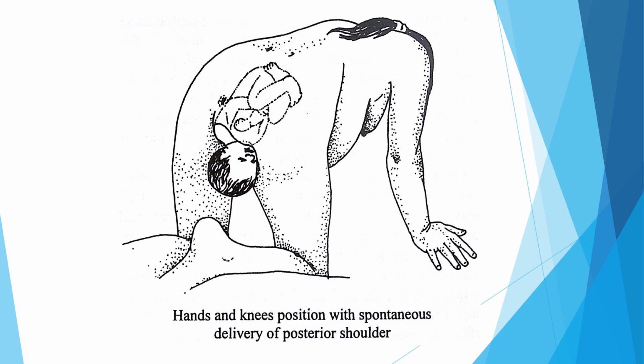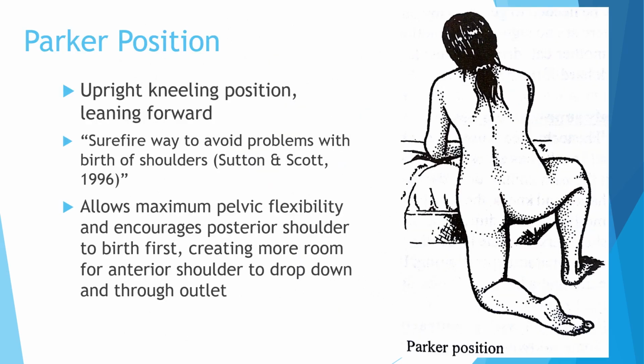This is a great picture of hands and knees, and when the baby comes out, what we're seeing with the shoulder. Parker position is an upright kneeling position where you're slightly leaning forward. It's a great way to accentuate that oblique diameter of the pelvis. A surefire way to avoid problems with the birth of shoulders. Allows maximum pelvic flexibility and encourages the posterior shoulder to birth first, creating more room for the anterior shoulder. So it's a great position for mamas to deliver their babies.